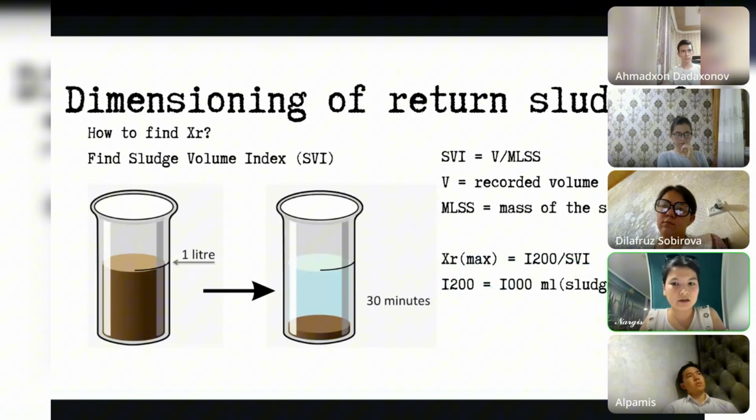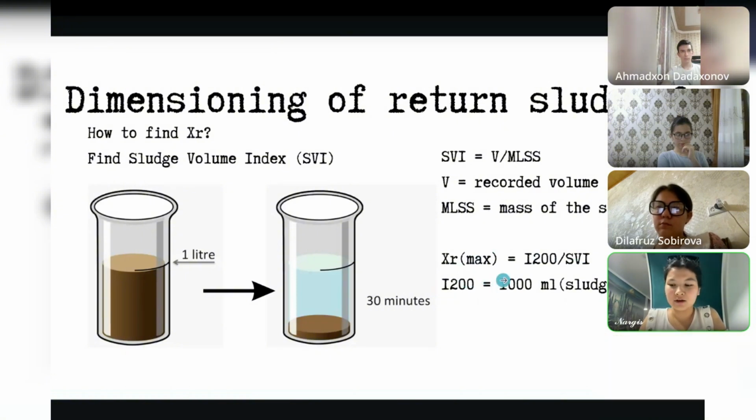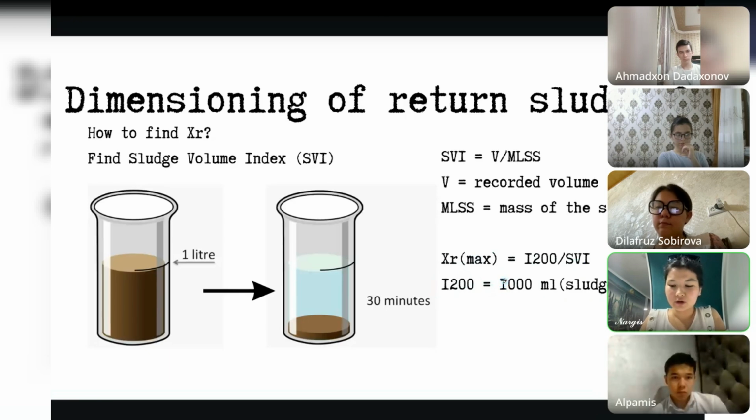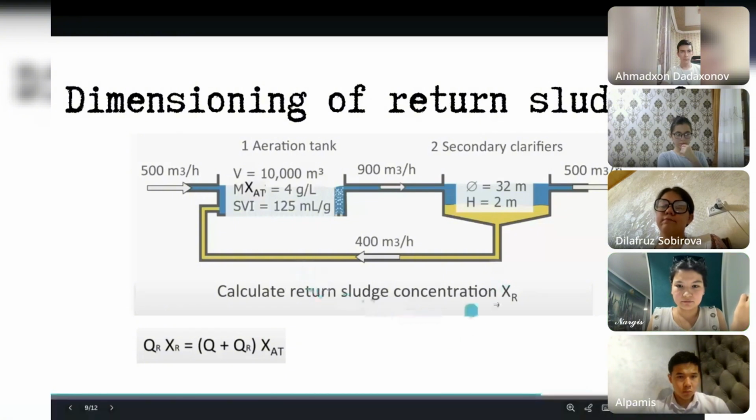A bit complex here, so I guess it will be better if you go through the textbook, right? Or else I may also repeat it if you want in the questions part. So imagine that we did this lab procedure and we were able to find this XR. And once we find this XR, we can already find this QR here.